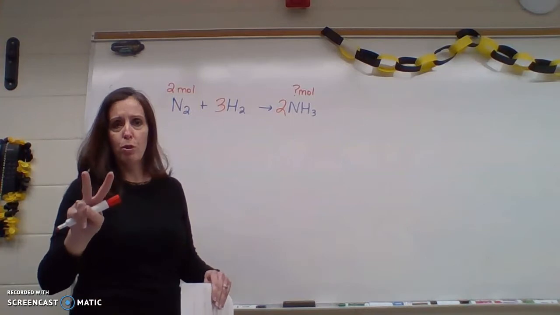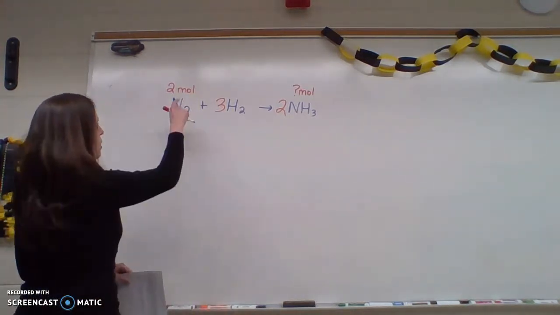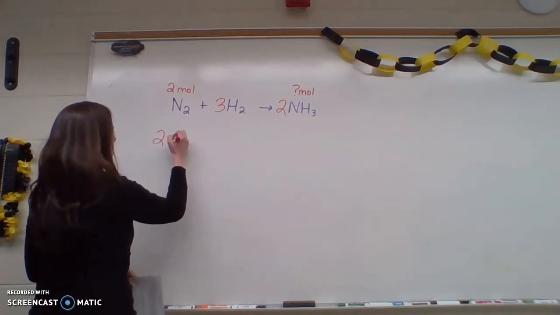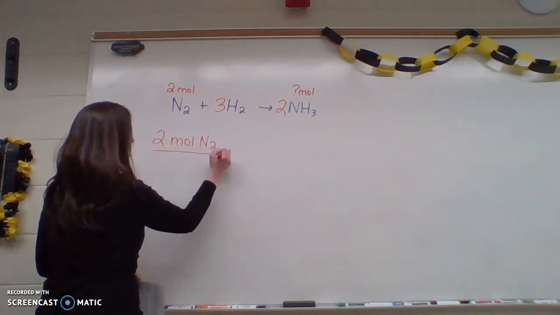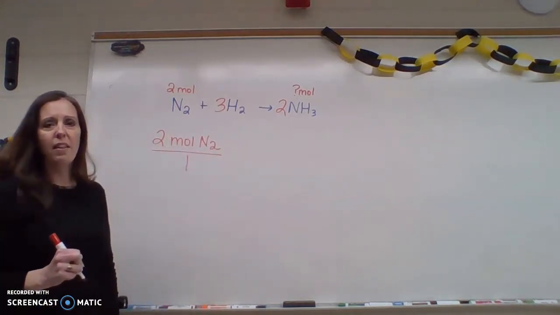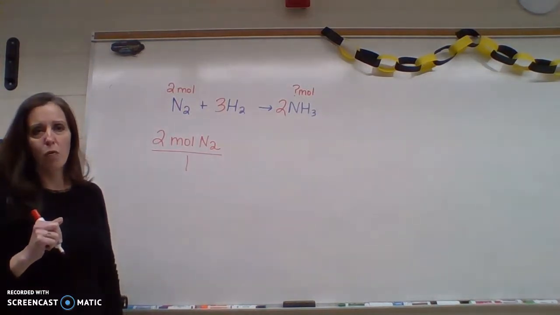So all of the examples we're doing today, you're starting with moles and you're finishing with moles, and they're all 2 steps, okay? The first step is always the same. You take what's given, which is this 2 moles of nitrogen, and you put it over 1. And that should seem familiar. Every time we've done conversions, we take what's given, we put it over 1.